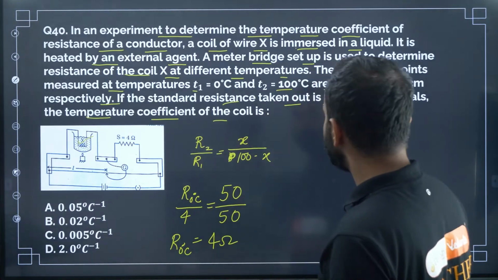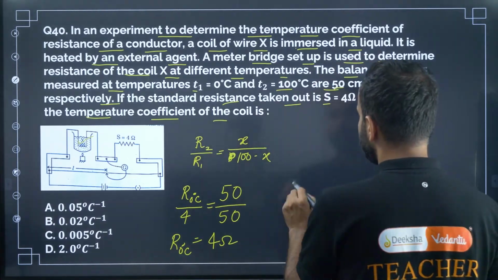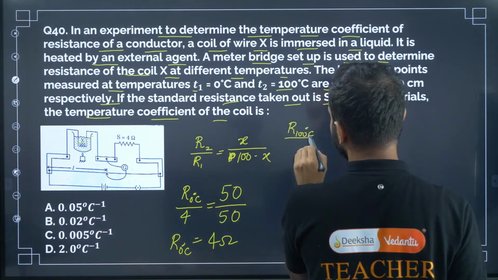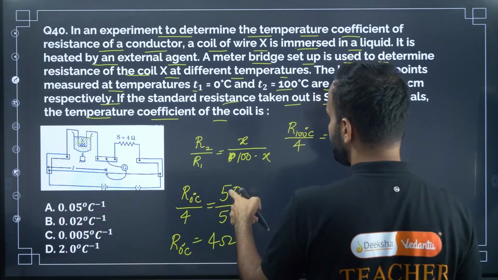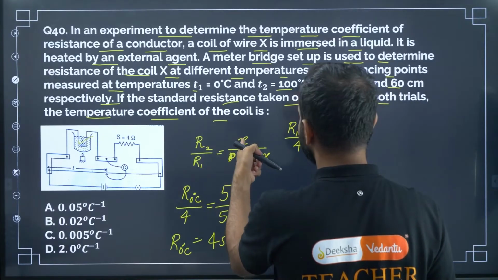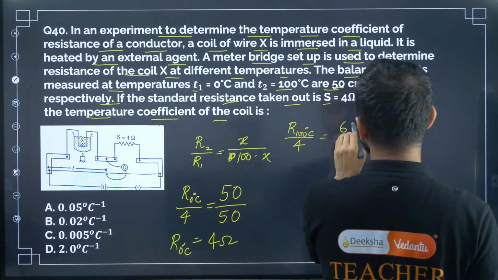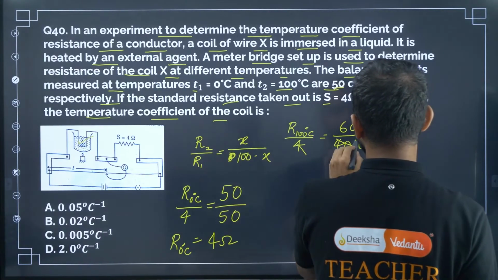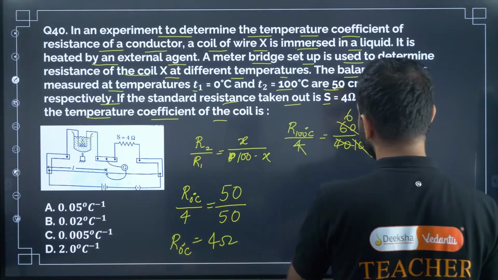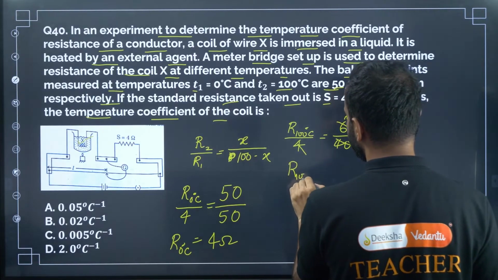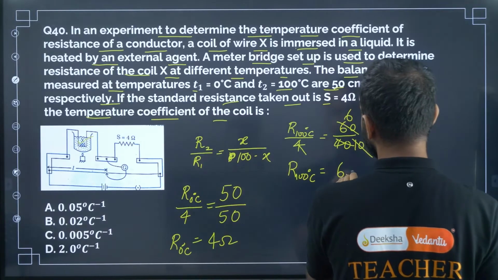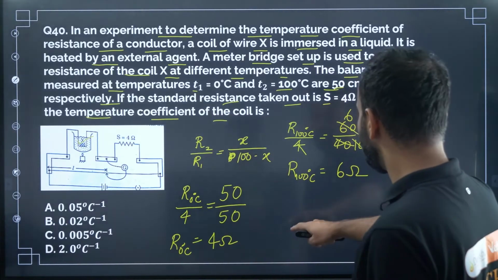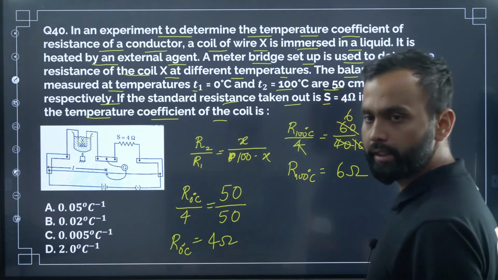Okay, let us find resistance at 100 degree Celsius, right? Now R at 100 degree Celsius divided by 4 is equal to X divided by 100 minus X. X divided by 100 minus X is 60 divided by 40. Okay, so 6 times 10 is 60, right? So R at 100 degree Celsius is equal to 6 ohm, right? R at 0 degree Celsius is 4 ohm. R at 100 degree Celsius is 6 ohm.